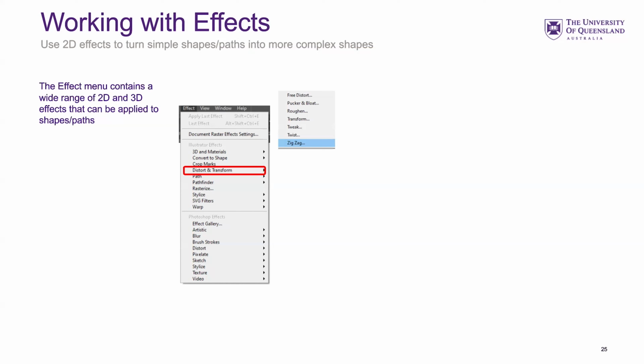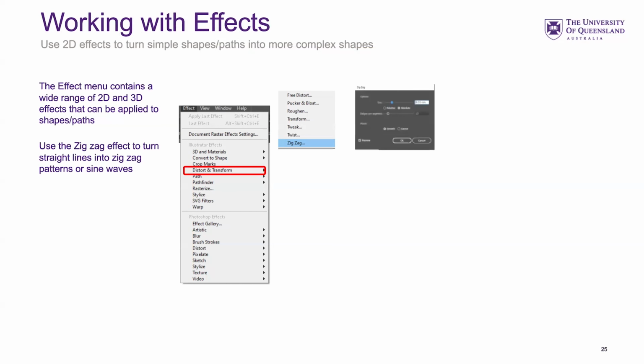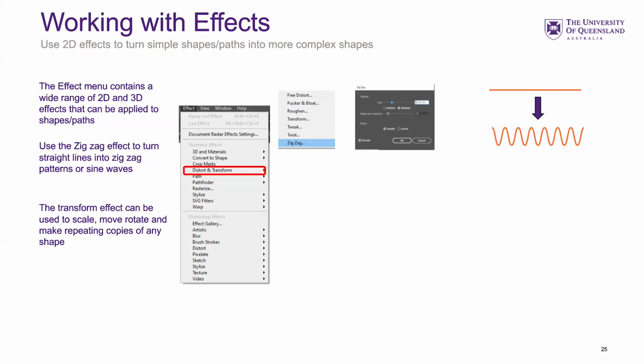One that I think is kind of useful is the zigzag tool. That's under the distort and transform, the zigzag. Essentially what this allows you to do is, if you take a straight line, you can create either a zigzag or, if you smooth it out, a sine wave. So you can edit the amplitude or the frequency of the sine wave. I think that's kind of a handy tool to use, certainly a lot easier than trying to freehand a sine wave and get it nice and even.